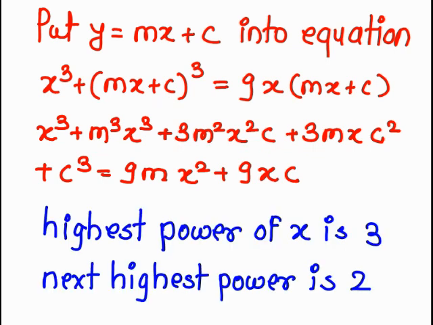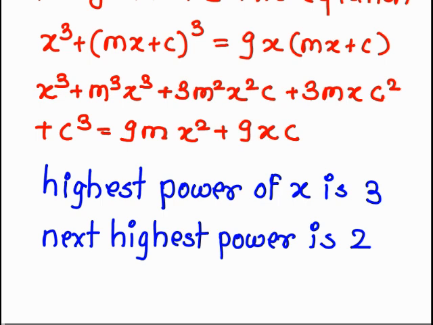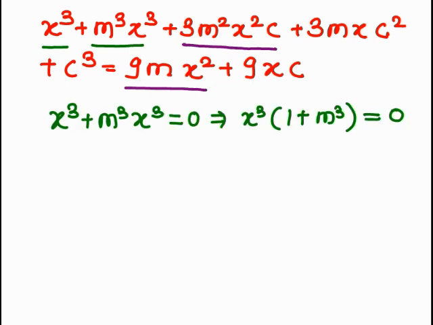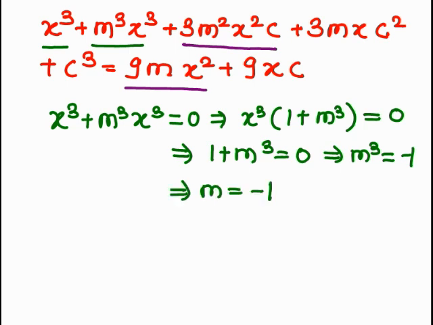So collecting the 2 powers, that is the highest power of x is 3 and the next higher power is 2. So collecting the x cube terms, we get x cube plus m cube x cube equal to 0. That implies we take x cube outside. So 1 plus m cube is equal to 0. That is m cube is equal to minus 1, that is m is equal to minus 1.